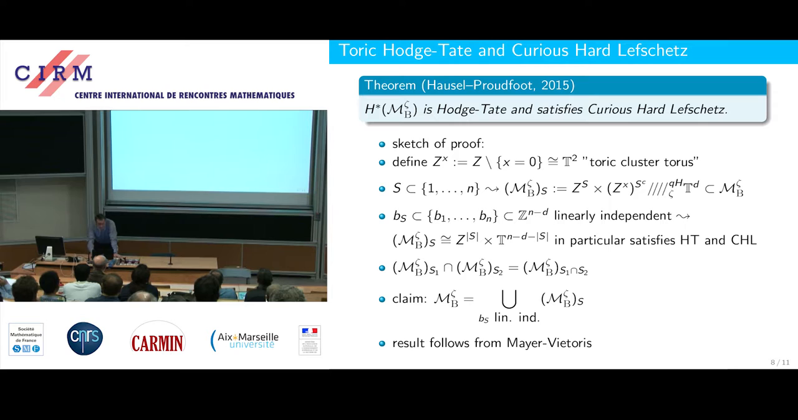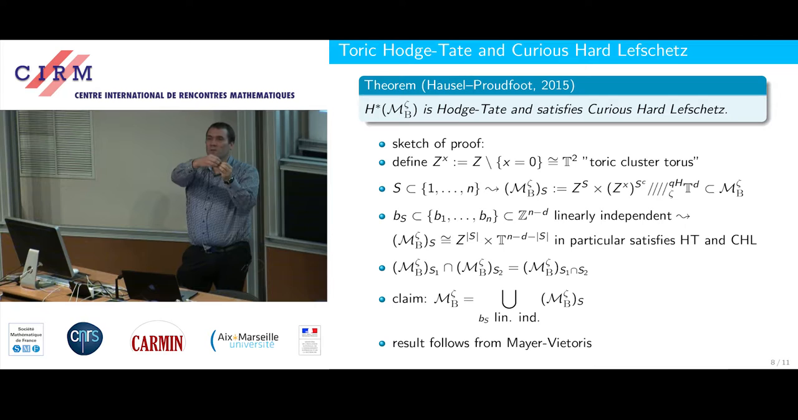Yeah, you have the quiver. For every vertex, you have a P1, and the edge corresponds to a nodal intersection between the two P1s. So the curve is a nodal P1.